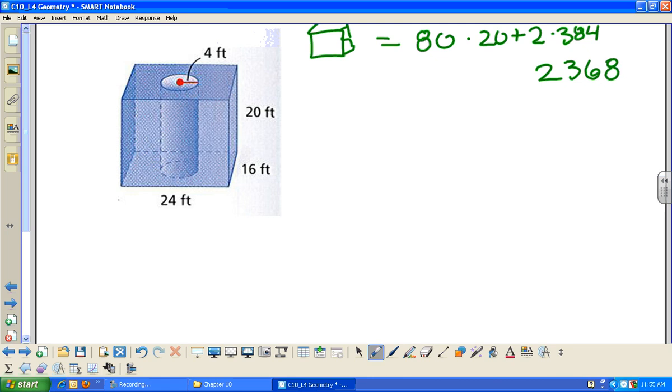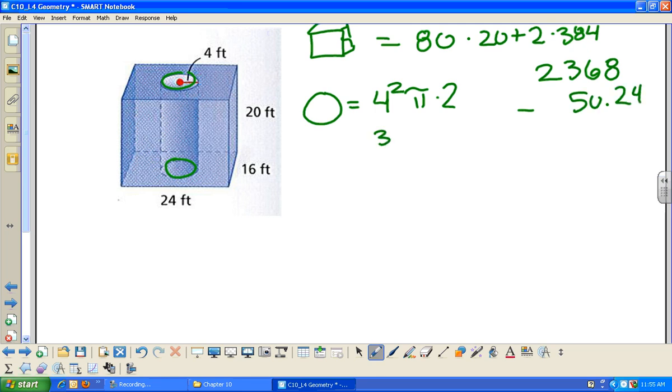Now I have to subtract both circles on top and bottom because those are not there. So I'm just finding the area of my circles. It's going to be radius squared times pi. And there are 2 of them, so I'm going to multiply this by 2, which is roughly about 50.24, because this would be 16 times pi.